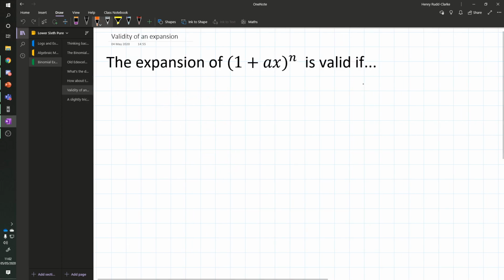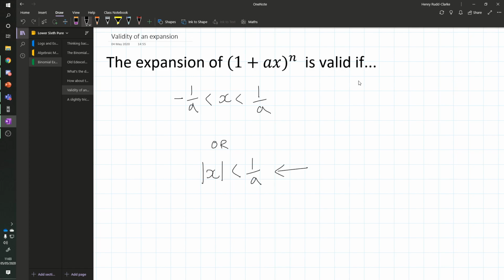So, quick answer. The expansion of 1 plus ax to the power of n is valid if, and you can write it in one of two ways, x has to be between -1 over a and 1 over a, or another way of writing the same thing, the modulus of x is less than 1 over a, and that's how you often see it written in exam questions.